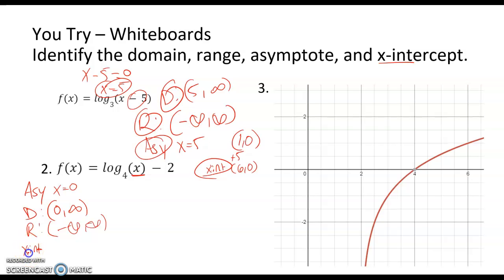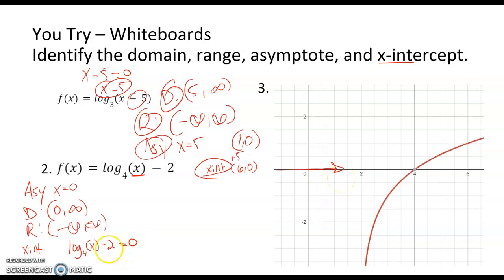So the new trick is I'm going to set this function equal to 0. I'm going to set log base 4 of x minus 2 equal to 0. Okay? Because all of my x-intercepts, all of them will happen when y is 0. This line is my x-intercepts, all of them. Okay? If it ever happens, it happens on this line. We just don't know where yet. And that is y equals 0.